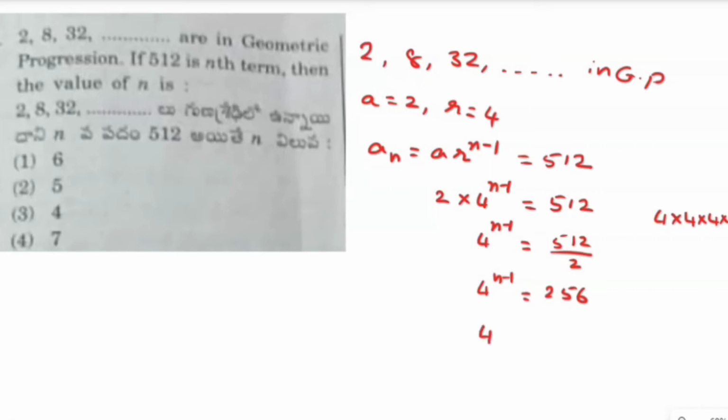So I can write, why I multiplied with 4, because the base is 4 in the left side. So we are making the bases same. So 256 can be written as 4 power 4. Now when the bases are same, 4 and 4 each, then the powers should be equal. That means n minus 1 is equal to 4. Therefore, n is equal to, sending 1 to the other side, 4 plus 1, which is 5. So, n is equal to 5. That means fifth term is 512. So, the option is 2. 5 is the answer.